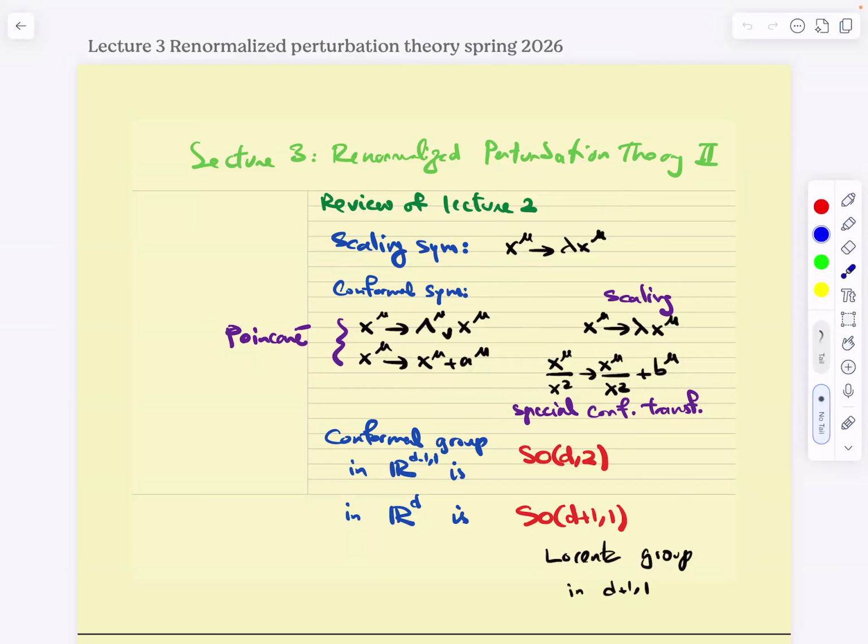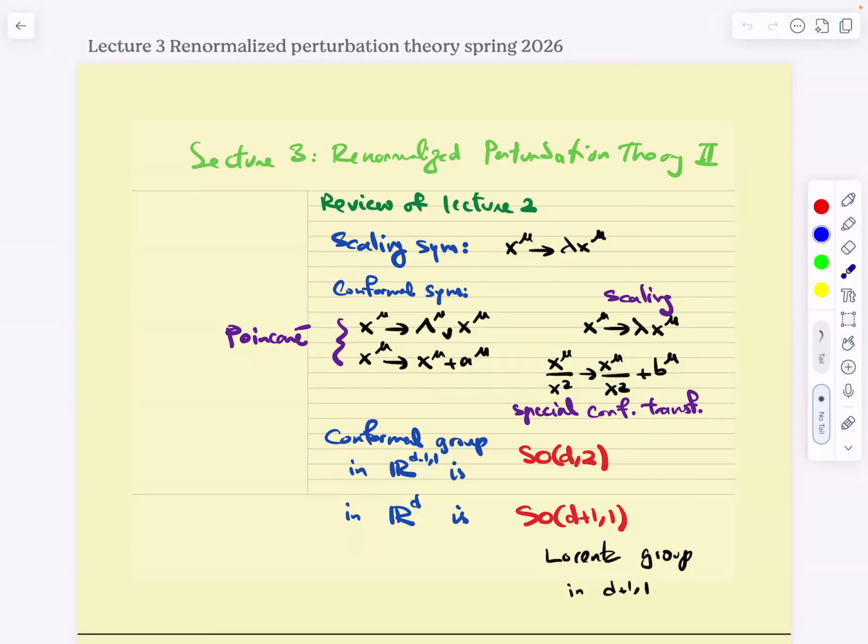And then next to scaling, there's another transformation, which is the special conformal transformation, right? Special conformal transformations can be viewed, in my opinion the simplest way to view it, as inversion, translation, inversion back. And inversion is a Z2 operation. The conformal group in R^(D-1,1) is SO(D,2), and in R^D it is SO(D+1,1).